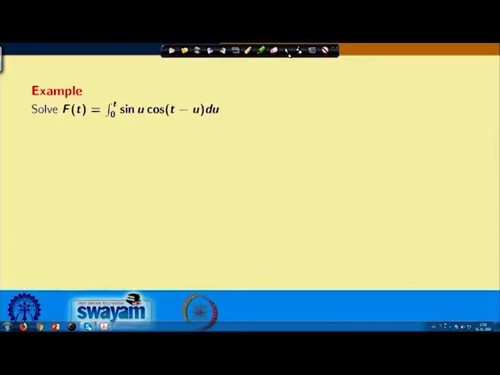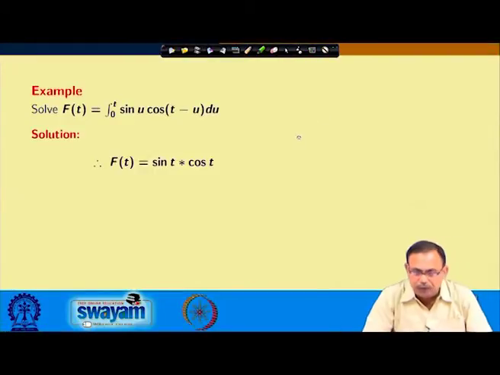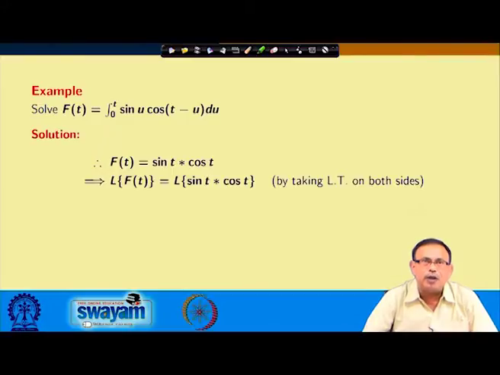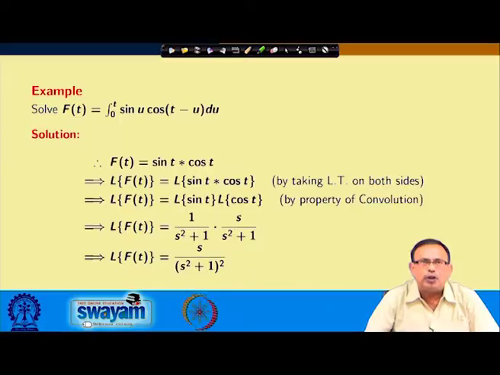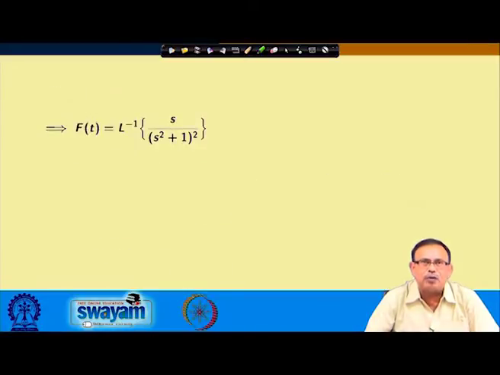Let us see this quickly. f(t) equals sin t convolution cos t. The Laplace transform of f(t) equals the Laplace transform of sin t convolution cos t, and using the convolution theorem, I can write this as the Laplace transform of sin t into the Laplace transform of cos t. The Laplace transform of sin t is 1 by s square plus 1, whereas the Laplace transform of cos t is s by s square plus 1. So I get the Laplace transform of f(t) equals s by (s square plus 1) whole square.